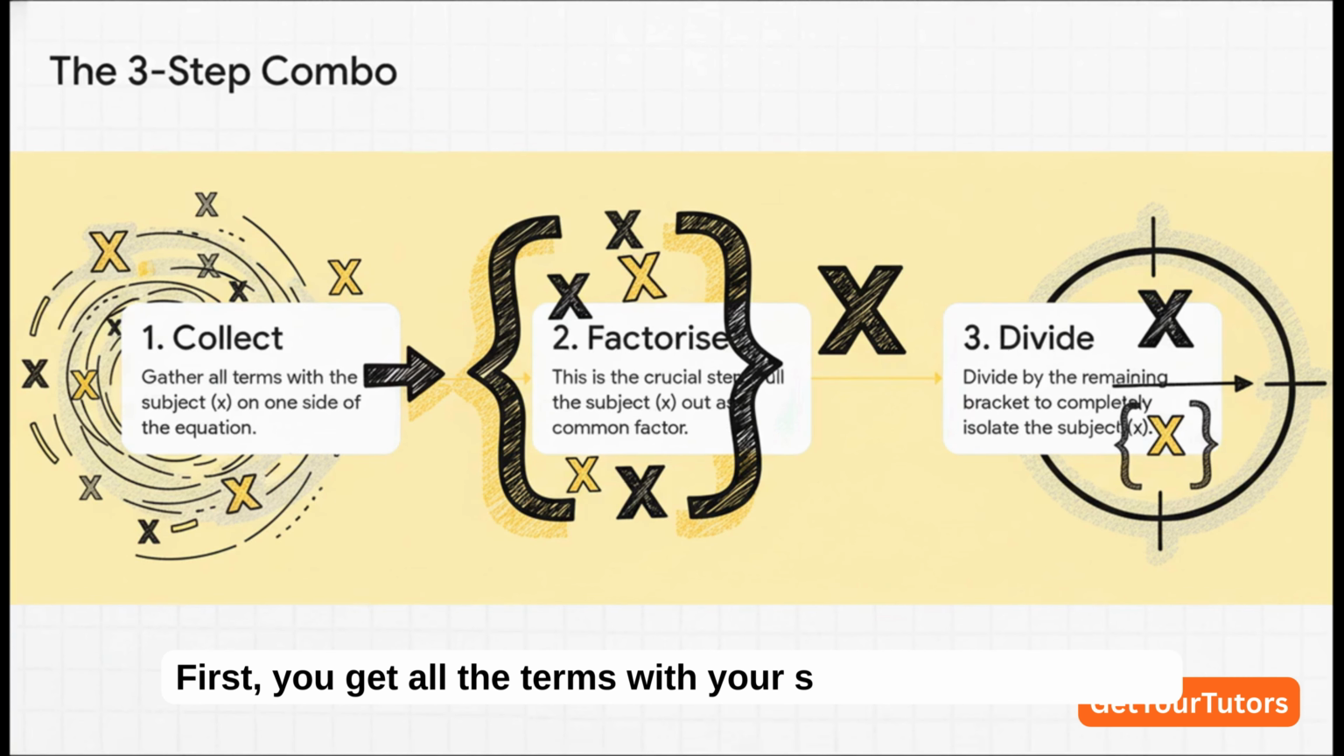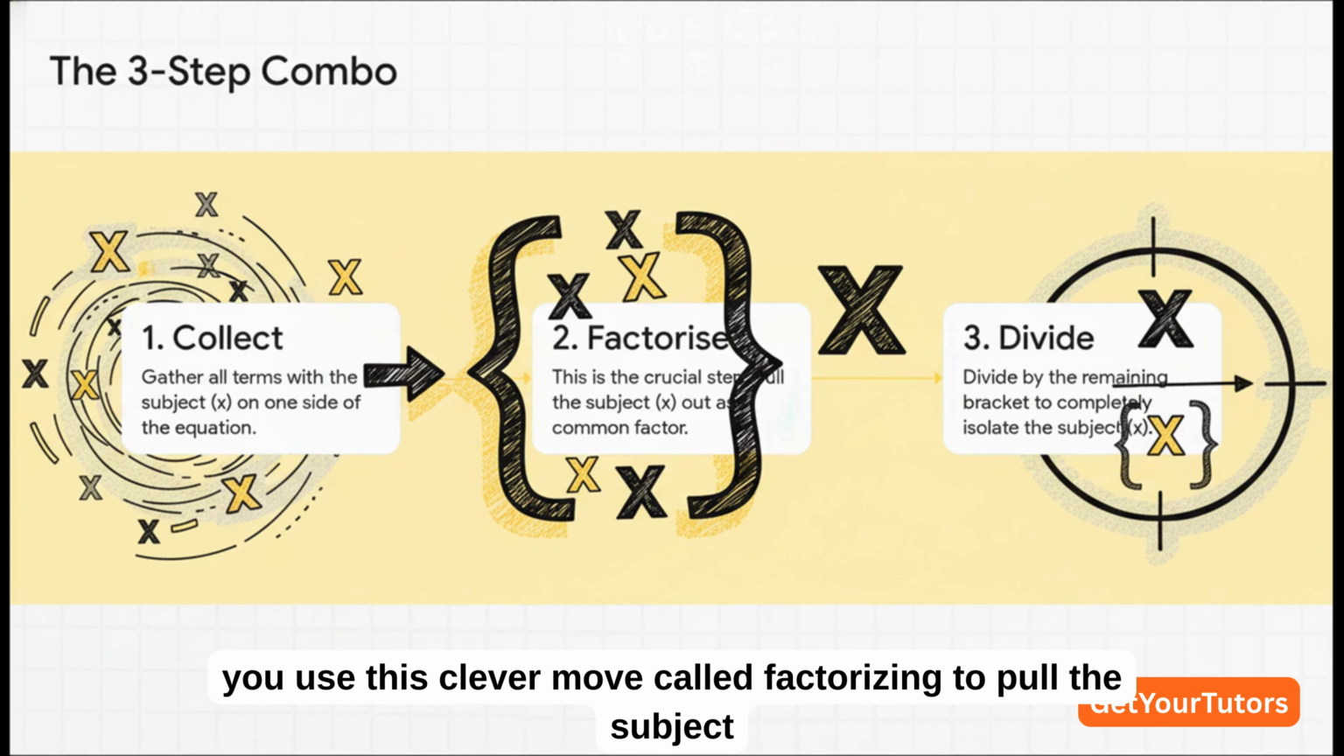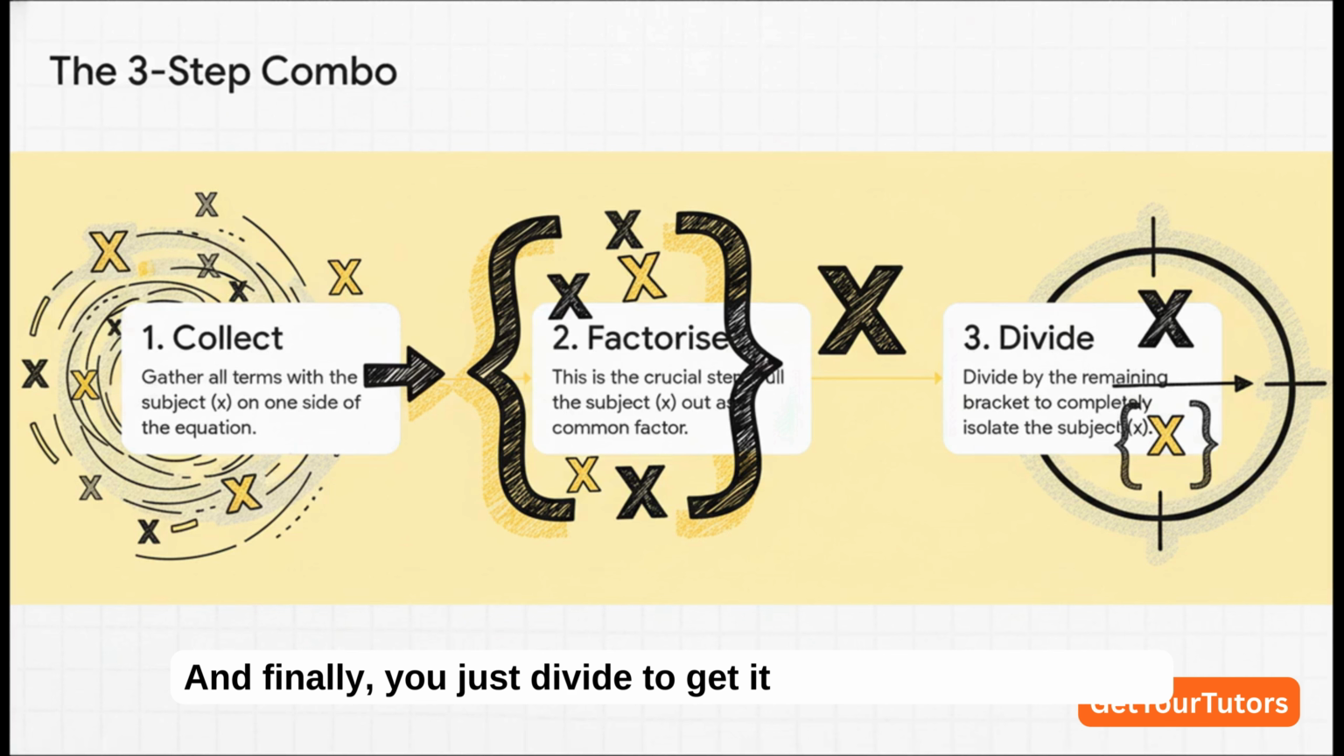First, you get all the terms with your subject onto one side. Then, you use this clever move called factorizing to pull the subject out. And finally, you just divide to get it completely on its own. Come on, let's see it in action.